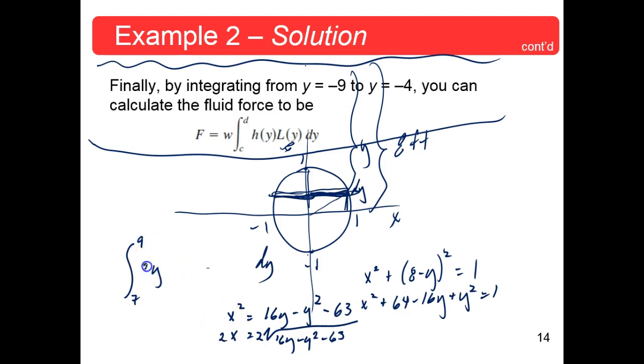Let's combine the 2 with the y that we already had there. The square root of 16y minus y squared minus 63 here. And we're going to multiply that this time by 64, because this is the density of seawater, right? And everything's in feet, right? Yeah. 8 feet. Okay. Our density is 64. Yeah, 64 seawater. Okay.